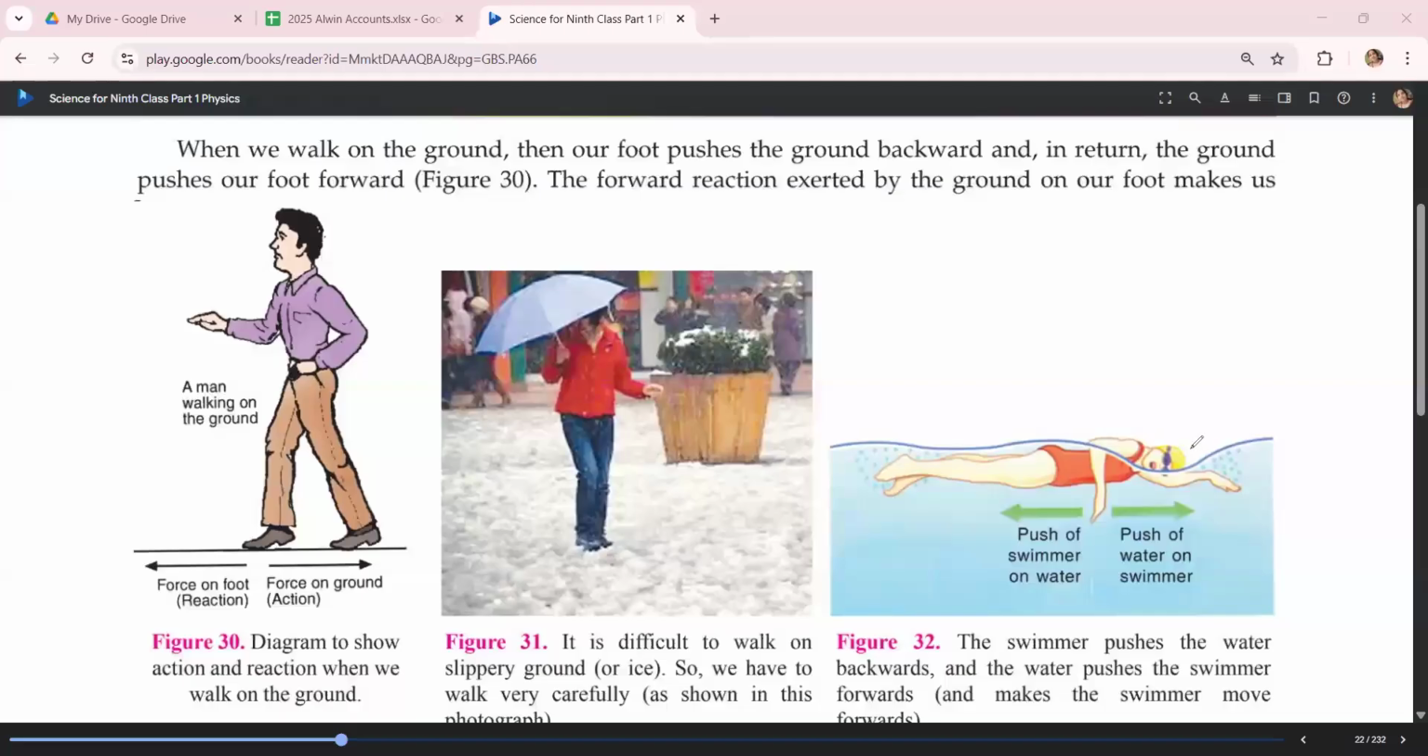The same happens when you're swimming. What do you do? With your hand, you push the water backwards. And with this, the water pushes you ahead. So you move forward. Understood or not?